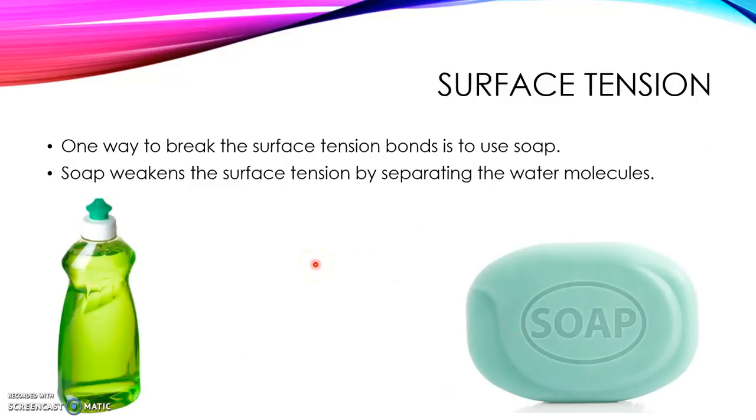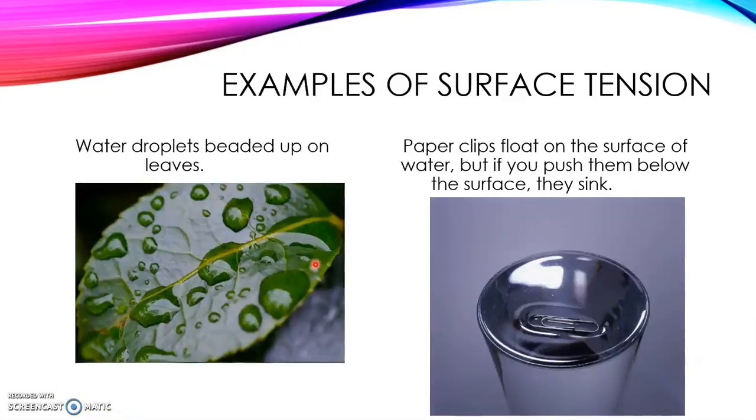So surface tension can be broken, and one way to do that is to use soap. Soap weakens the surface tension by separating the water molecules. Some examples of surface tension are the water droplets beaded up on leaves. Another is that if you put something in water like a paper clip or a sewing needle, it'll float on the top like this, but if you push it below the surface, it'll sink. So just that surface tension on the surface of the water allows it to float.